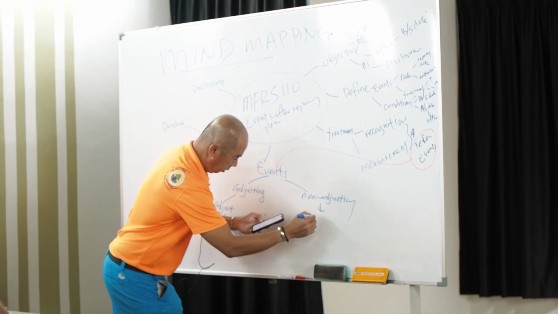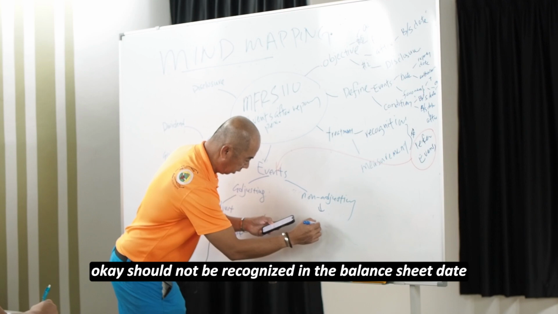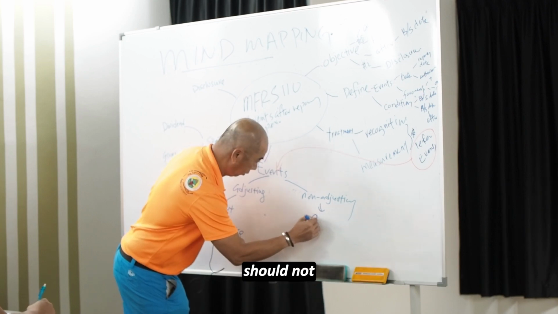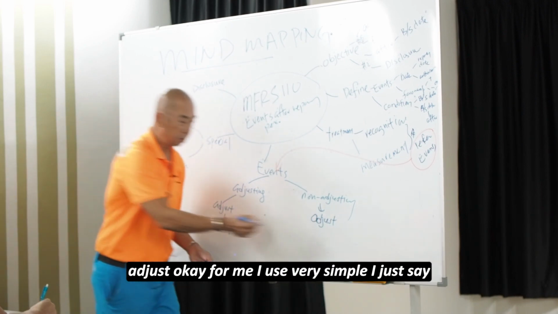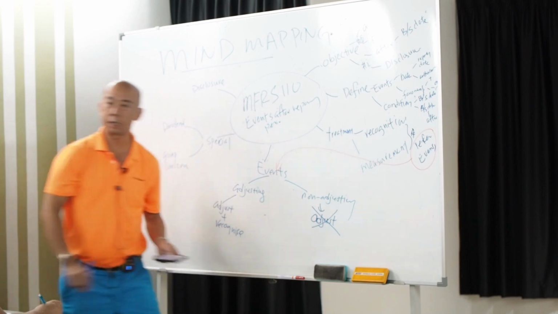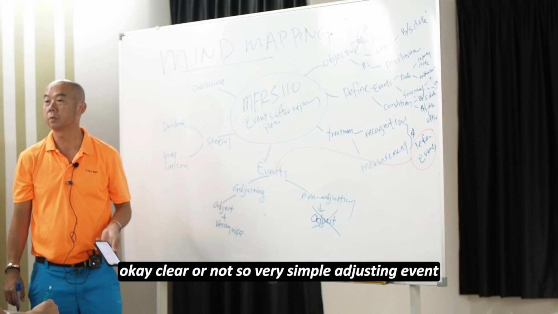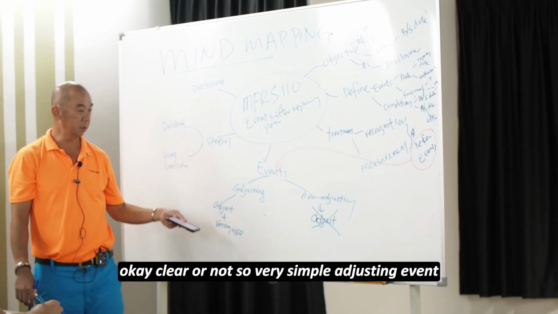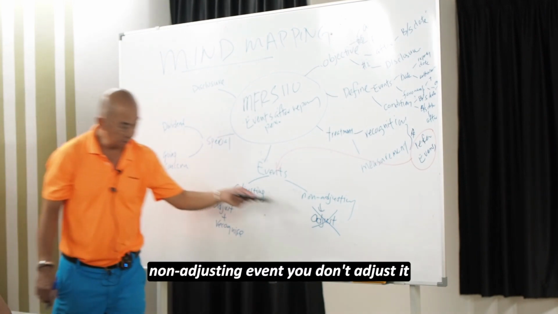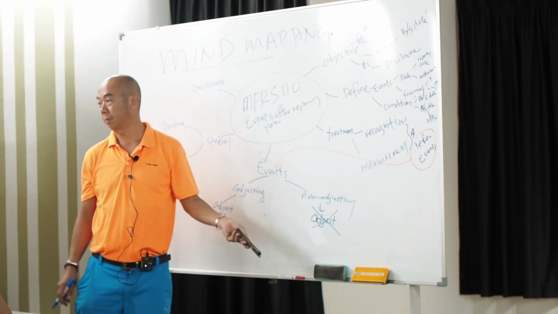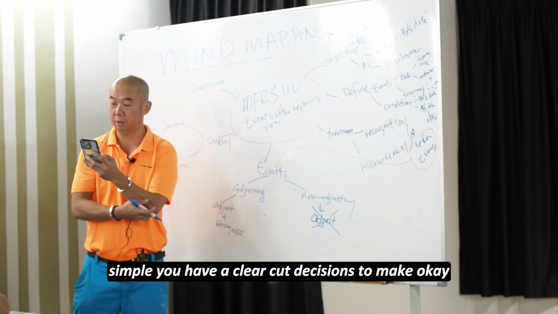Non-adjusting event, okay? Should not be recognized in the balance sheet date. Should not adjust, okay? For me, I use very simple, I just say, ta-da. Okay, clear or not? So very simple, adjusting event, you adjust and recognize it. Non-adjusting event, you don't adjust it. Simple. You have a clear-cut decision to make, okay?